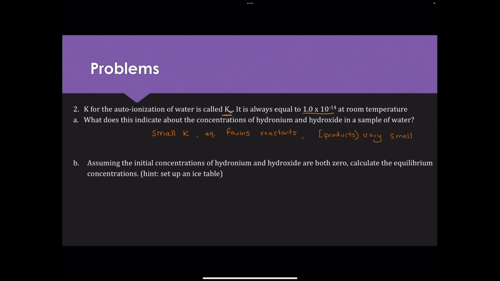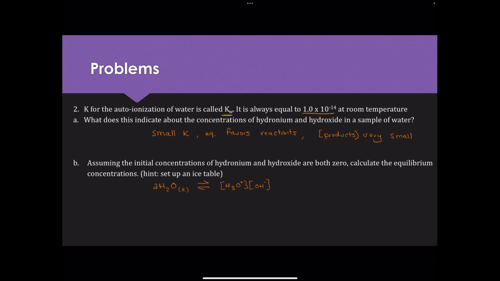Now, if we assume our initial concentrations of hydronium and hydroxide are both 0, which is acceptable, they're products. We would assume we have no products if our reaction hasn't occurred yet. Based on this, we can set up our ice table. So we did ice tables in previous chapters. We're going to set that up. So we're going to take our equation, our 2H2O, producing our hydronium and our hydroxide.